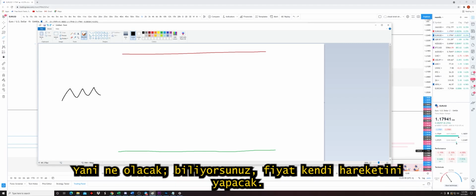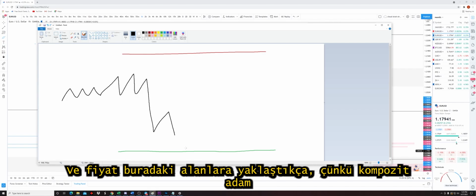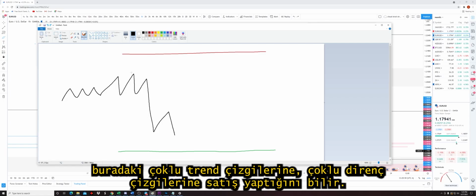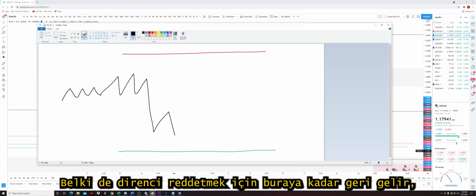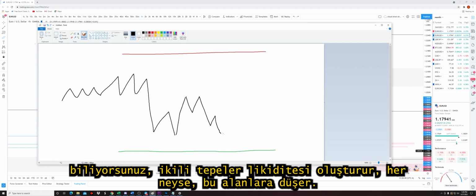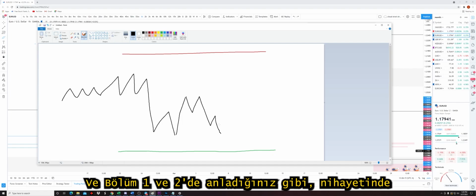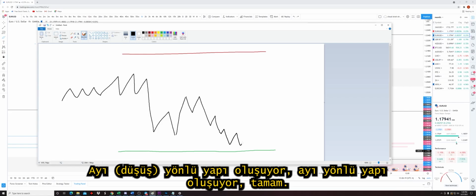So what's going to happen is, you're going to have price do its thing, and as price approaches these areas here, because the composite man is fully aware of what's happening and knows that retail is most likely selling into multiple trend lines here, into multiple resistance lines. Maybe it comes even back up here to reject some resistance, creating double tops, liquidity, whatever it may be, dropping into these areas. What's going to happen is we're beginning to undergo potential accumulation. Now, like we said, and as you understand in section 1 and 2, ultimately, we're going to have something like this happen, right? We have structure being printed bearish, right? Potentially a shift.